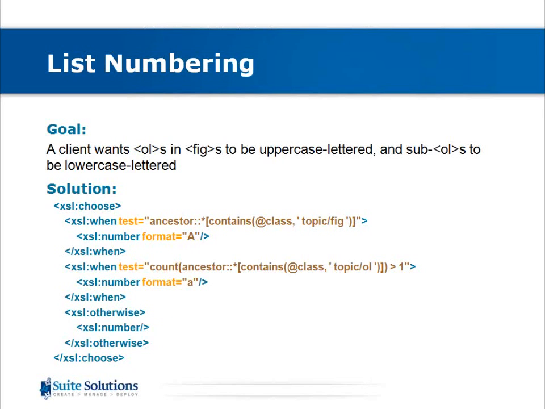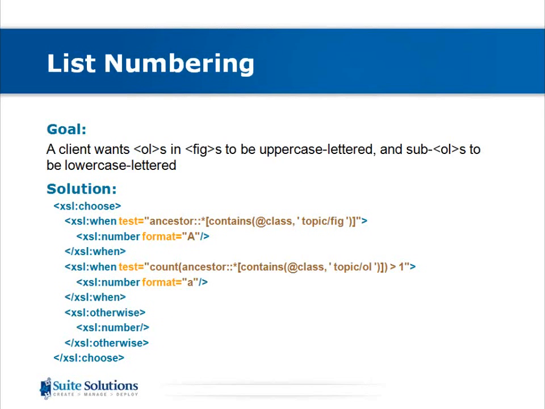If there's an ancestor of our current node that's a figure, then we're within the figure. In such a case, use a number formatted as a capital A, and that'll give us A, B, C, D, all capitalized. If that's not the case, but if we count all the ancestors where the class contains the string topic/OL, and that count is greater than 1.